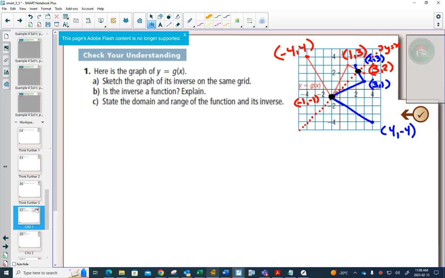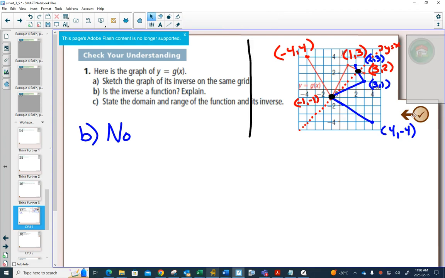Right? So I'll notice on the test, it'll be like, oh, changing it. That's perfectly fine. Okay? So, now, part B. Is the inverse a function? The answer to that is no. Why? Do you remember the vertical line test?